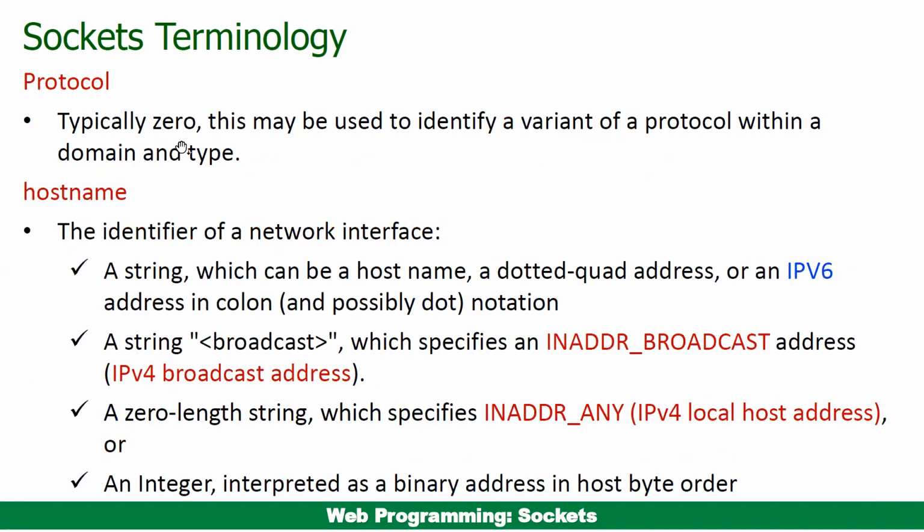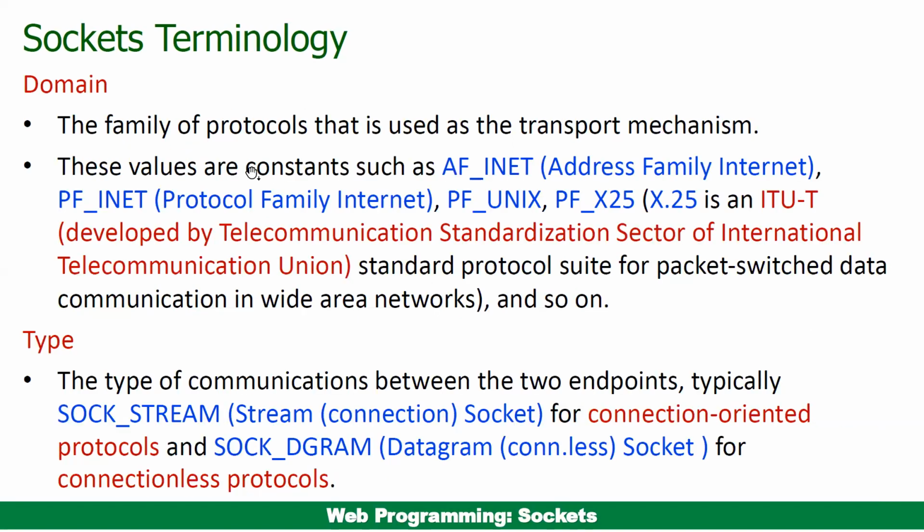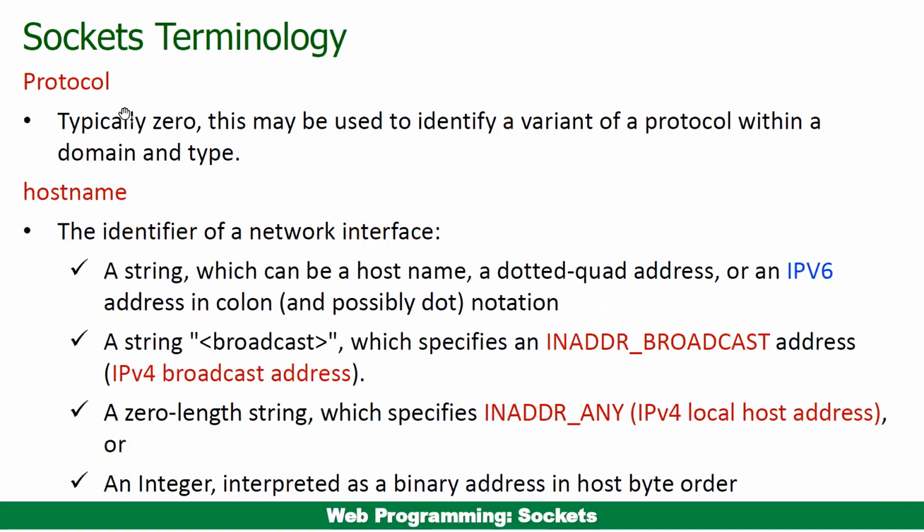Typically, 0 means this may be used to identify a variant of a protocol within the domain and type. So this is called a protocol. The next one is host name, the identifier of a network interface, consisting of a string which can be a host name, a dotted quad address, or an IPv6 address with colon.